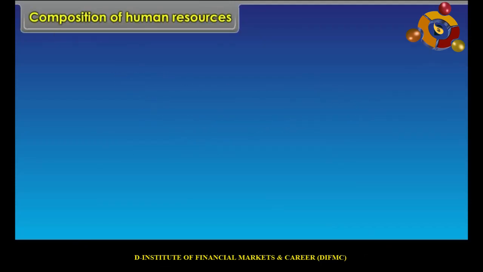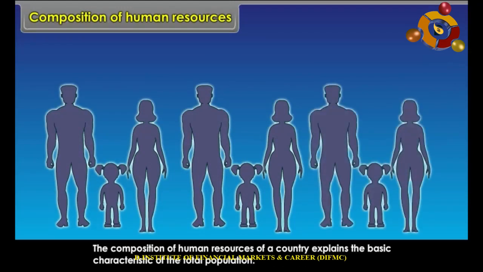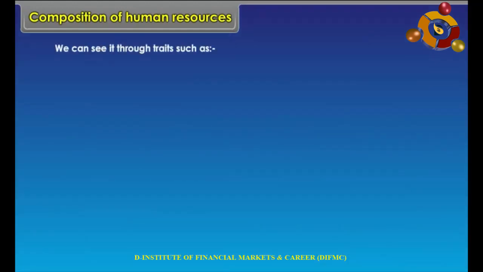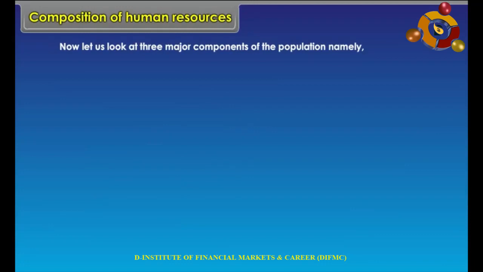Composition of human resources. The composition of human resources of a country explains the basic characteristics of the total population. We can see it through traits such as age, sex, literacy, occupation, tribe, language, religion. Now, let us look at three major components of the population, namely, sex composition, age structure, literacy levels.